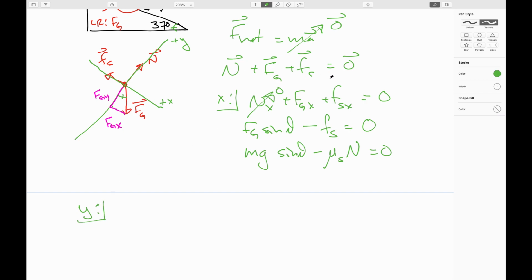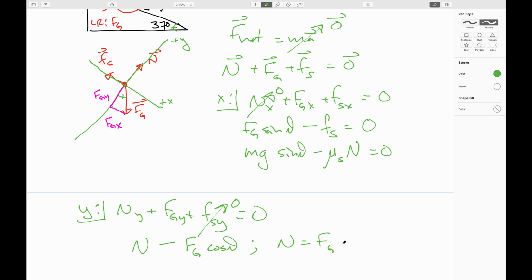So taking the y components of this vector sum, there'll be Ny plus Fgy plus Fsy equals 0. Static friction is entirely in x, so that goes away. The normal force is entirely in y, so we can just write N. And gravity is in the negative direction, and this is the adjacent, so it would be cosine. So Fg cosine theta. That gives us that the normal force is equal to Fg cosine theta, and Fg is mg.